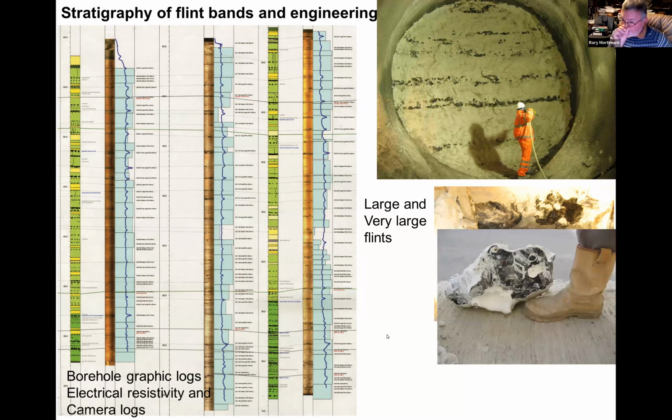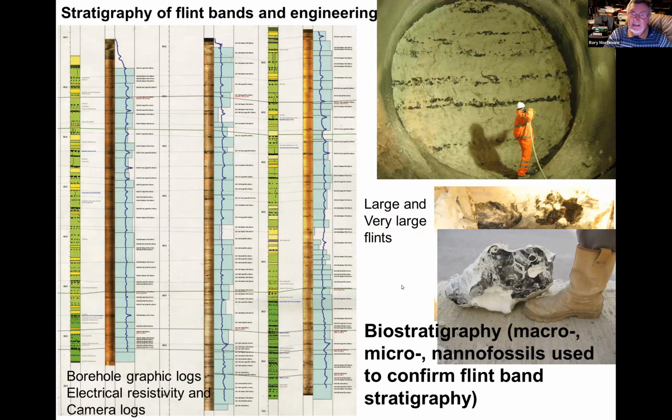And of course, some of them can be very seriously large, even for large TBMs, so they wear down the tines relatively rapidly, which has its own issues. Now, there are occasions when we want to be able to confirm these types of correlation using other aspects of geology, like the biostratigraphy using macro and microfossils and nanofossils.